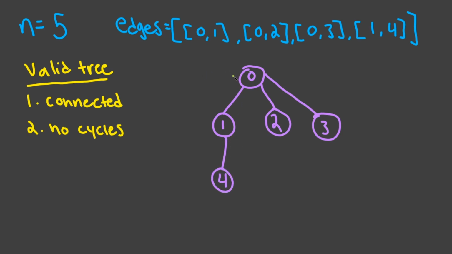So just by looking at this, let's see if it's a valid tree. Well, it is connected because every single node is connected to something. And there are no cycles. So as you can see, we can go from 0 to 1 and 1 to 4, and there's no loop there. If you go from 0 to 2, no loop. And 0 to 3, there's no loop.